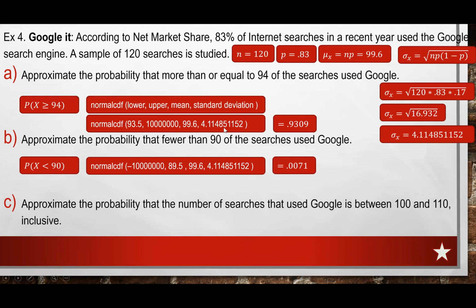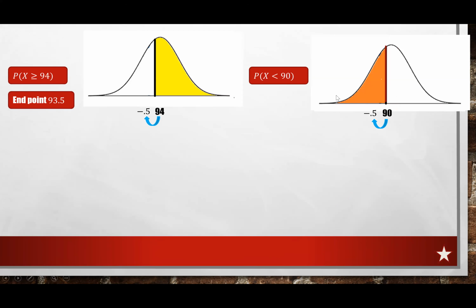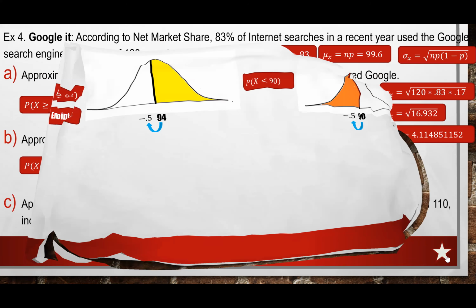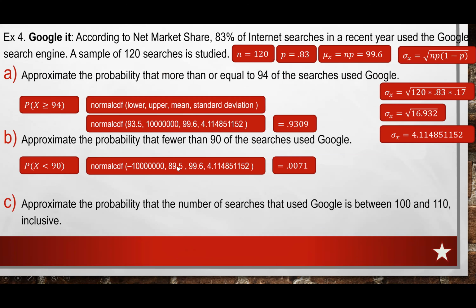Also, 89.5 would be the upper limit. Yeah, because right here, 89.5 will be somewhere here. So the lower limit will be some negative humongous number, and the upper limit will be 89.5. Okay, got it. Thank you. So we're still using the same normal CDF like before. It's just that now we have to adjust the new endpoint.